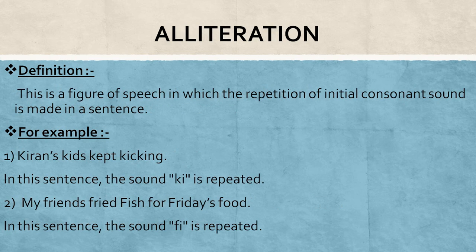11th figure of speech is alliteration. Definition: this is a figure of speech in which the repetition of initial consonant sound is made in a sentence. For example, 1. Kira's kids kept kicking. In this sentence, the sound 'k' is repeated.